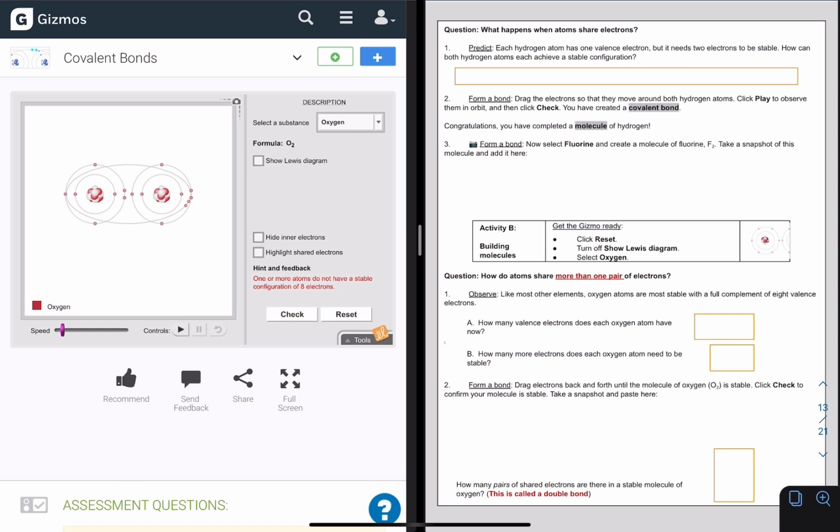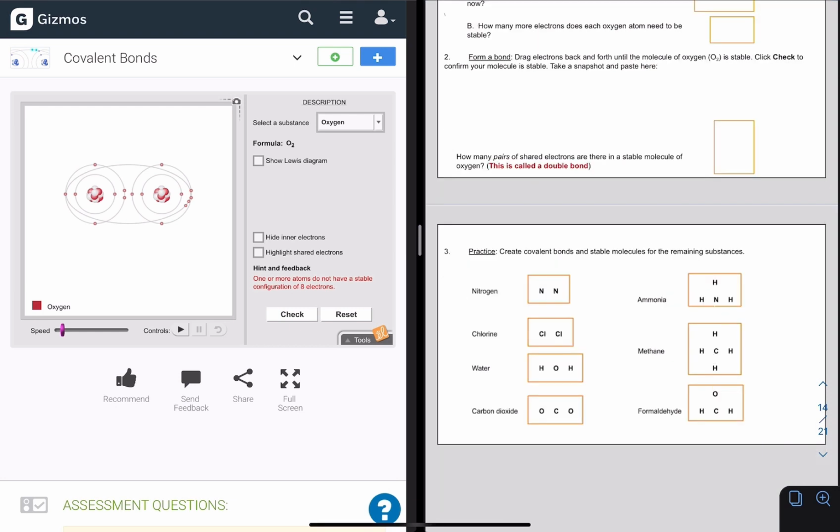And then in the question underneath, it says, how many pairs of shared electrons are there in a stable molecule of oxygen? This is called a double bond. So once you get that to say that it's good, you're going to count the pairs that you have, and you're going to write that number in this box down here. And then number 3, it says practice.